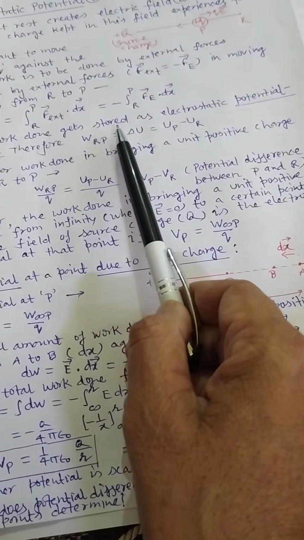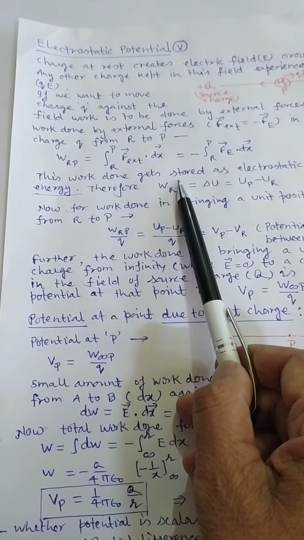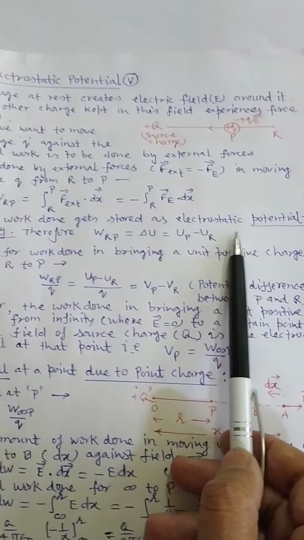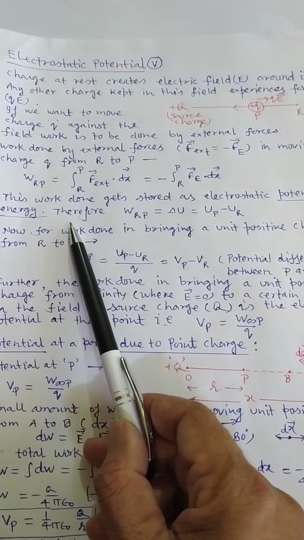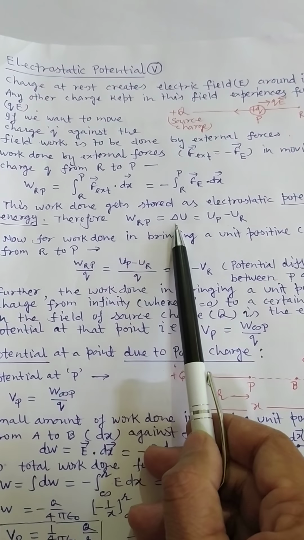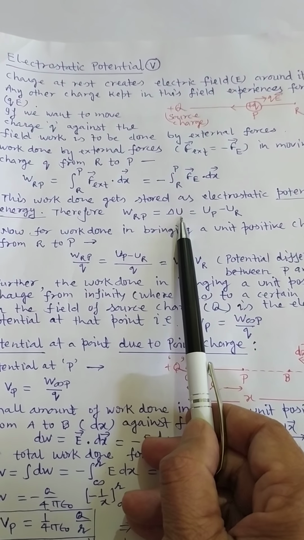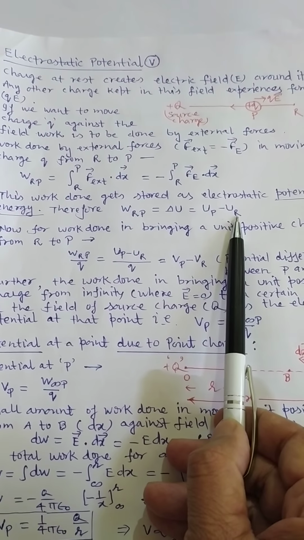This work done, what happens to it? The work done gets stored as the electrostatic potential energy. So we can write this work done as the difference in the potential energy between the points P and R.